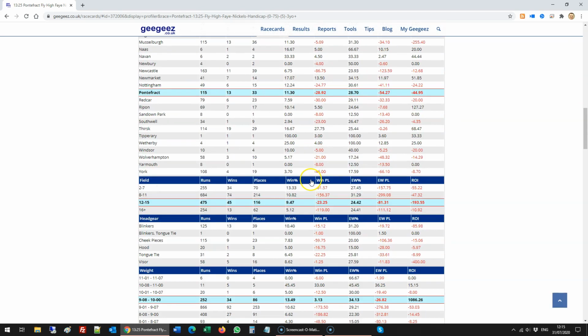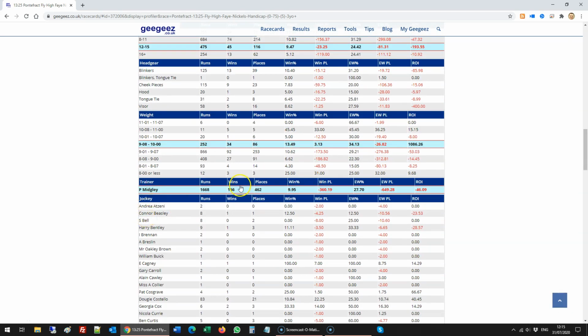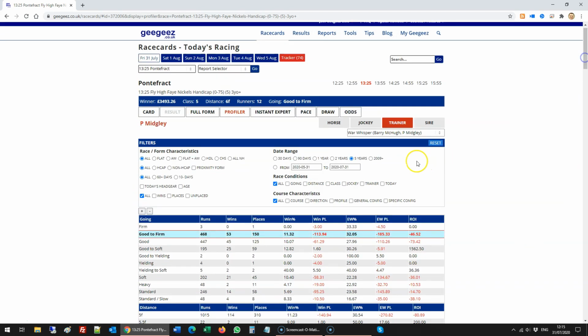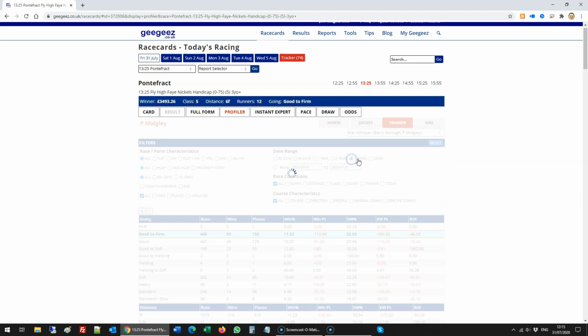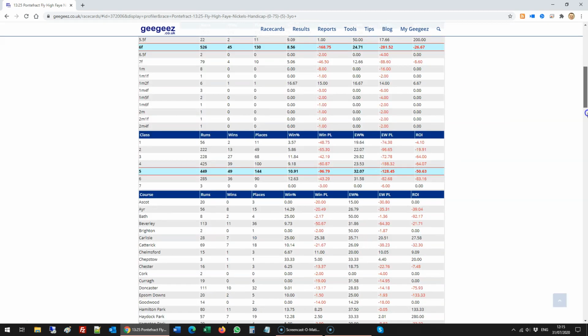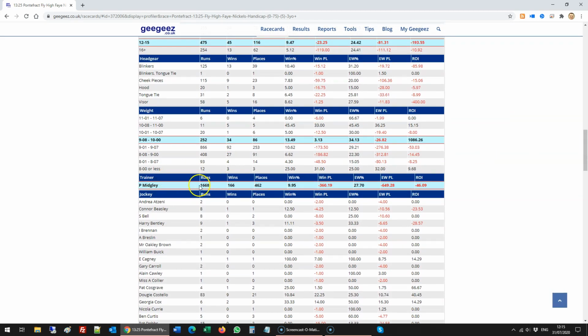So if we scroll down to trainer, we can see that Paul Midgley, in the last 5 years, you see there. And if we scroll down to the trainer, you can see that he's had, let's say, 1,700 runners with a strike rate of 10% in the last 5 years, and that's kind of my baseline, 10%.